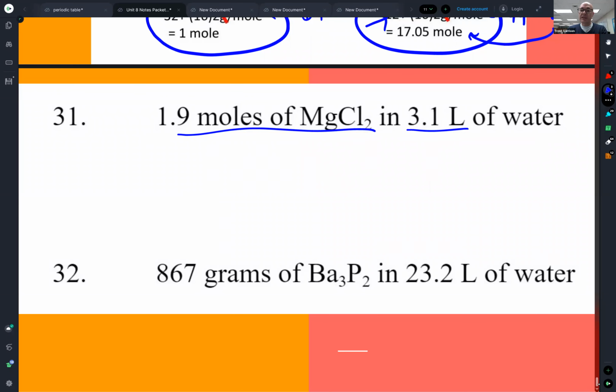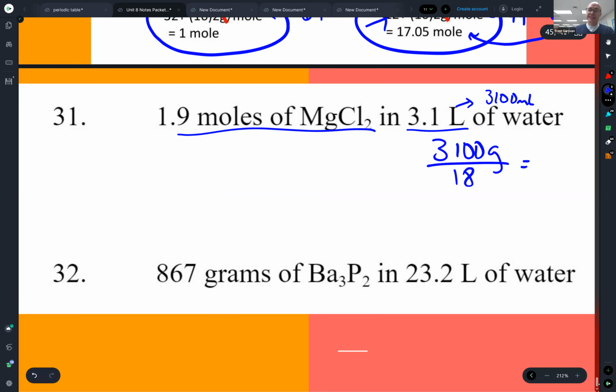So we've got 3,100 grams, again, because I know that there are 3,100 milliliters. I convert those into grams. But I got to get these into moles. The weight of water is 18. So I've got 3,100 divided by 18, and that equals 172 moles.